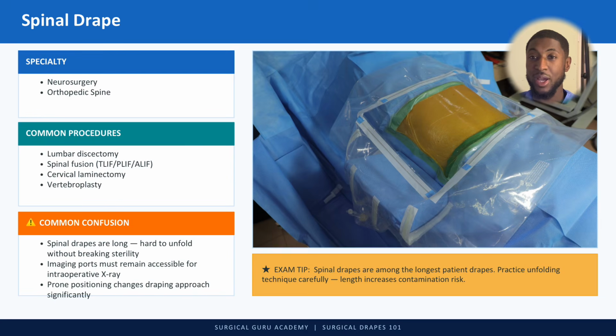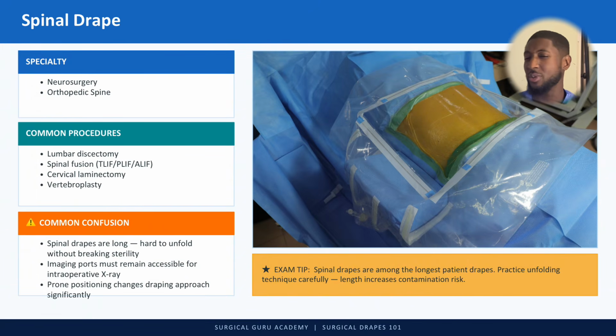All right, next is a spinal drape, which gives you access to the spine. It's for neurosurgery and orthopedic spine. Common procedures are lumbar discectomy, spinal fusion, TLIF, PLIF, ALIF, cervical laminectomy, and vertebroplasty. Common confusion: spinal drapes are long, hard to unfold without breaking sterility, so you're going to need to be careful, or of course doing it with the surgeon, or even a PA or a resident, whatever help that you have. It's definitely important to take the help.